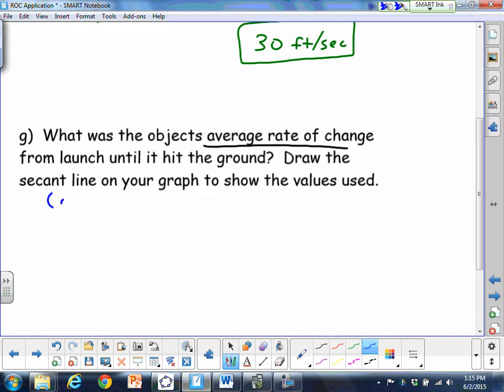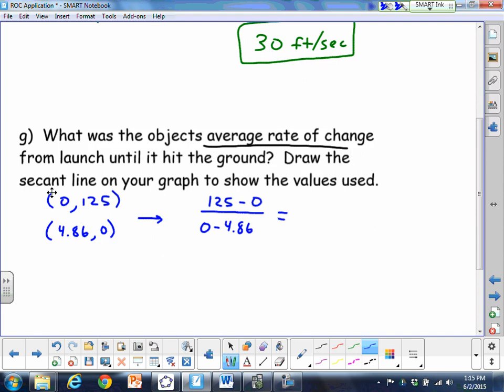So basically I'm going from (0, 125) to (4.86, 0). And the slope there would of course be 125 minus 0 over 0 minus 4.86. So it's 125 over negative 4.86, and doing the division there gets me a slope of around negative 25.72 feet per second.